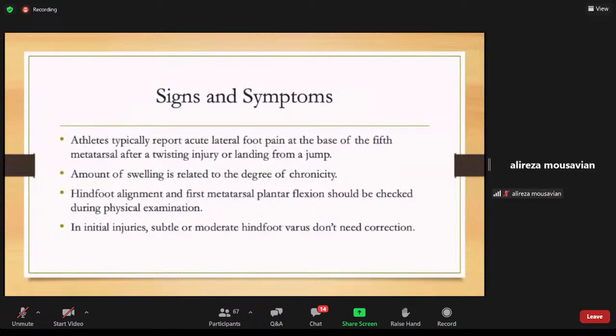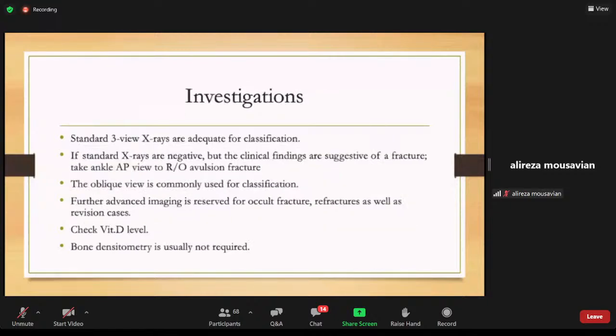And the signs and symptoms are very clear: in acute fractures, patients have pain at the base of the fifth metatarsal. The amount of the swelling is related to the degree of chronicity. We have to check the first metatarsal plantar flexion and the hindfoot alignment. In subtle or moderate hindfoot varus in primary injury, it's not necessary to correct it, but in chronic cases, maybe you have to correct the hindfoot alignment.